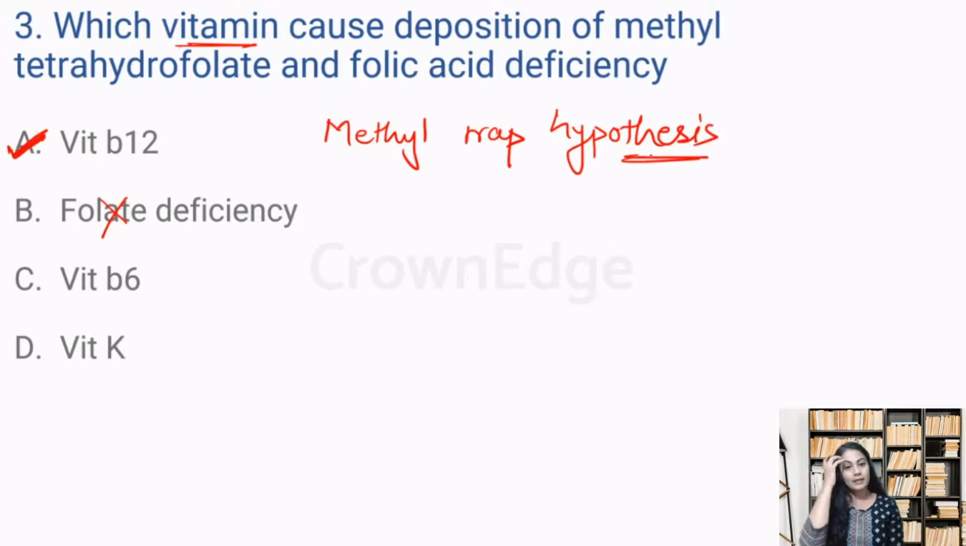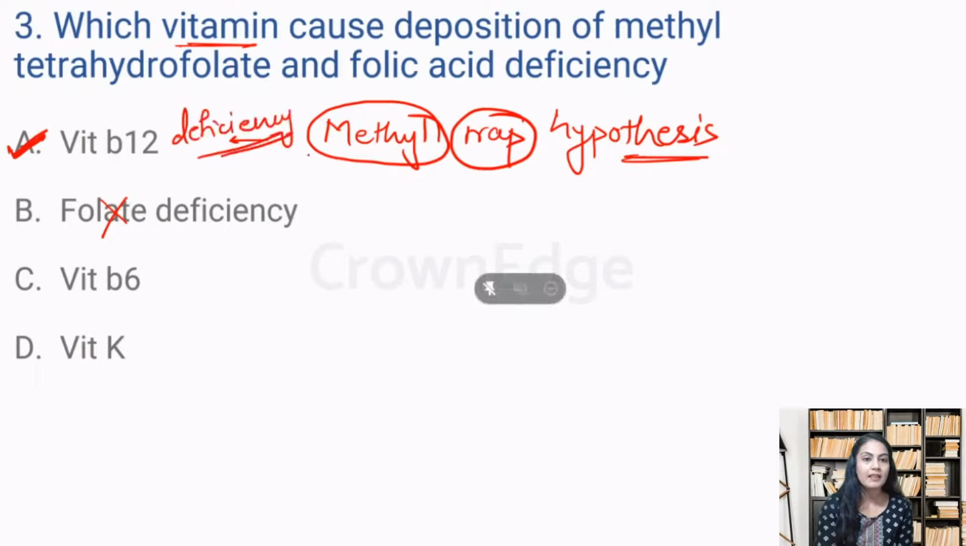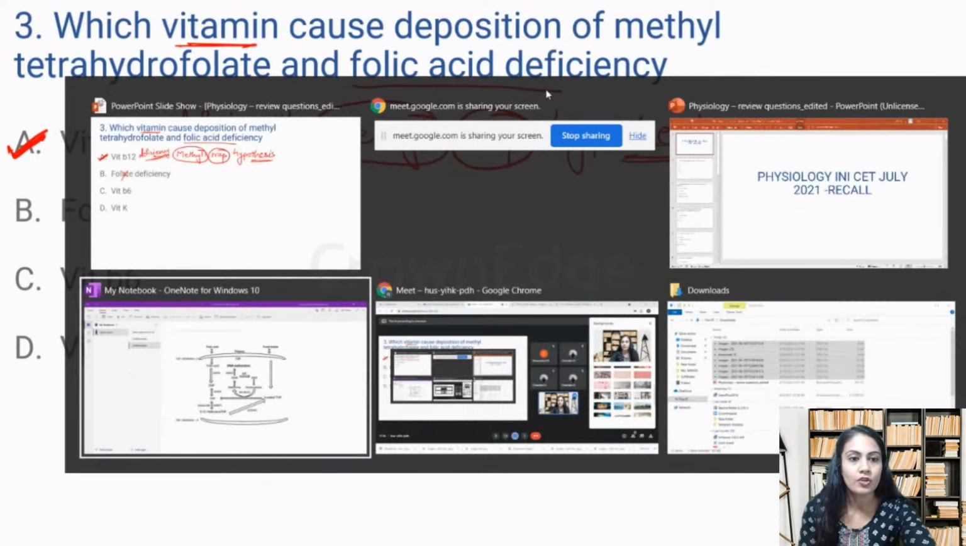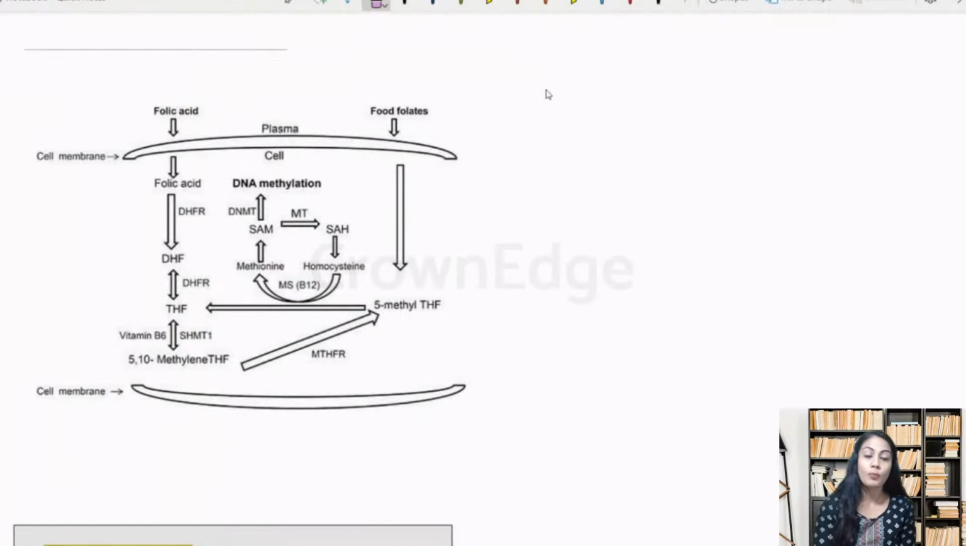Now, what is that? Methyl is getting trapped because of vitamin B12 deficiency. If there is vitamin B12 deficiency, this methyl folate is going to get trapped, and that's why it is going to lead to folic acid deficiency. So look in this diagram. I hope you can see this.